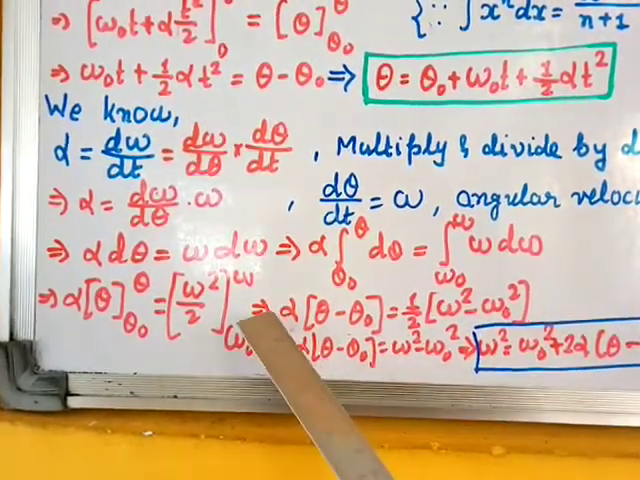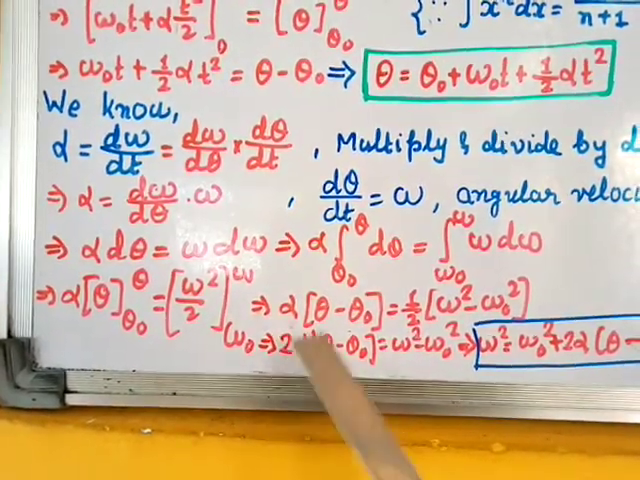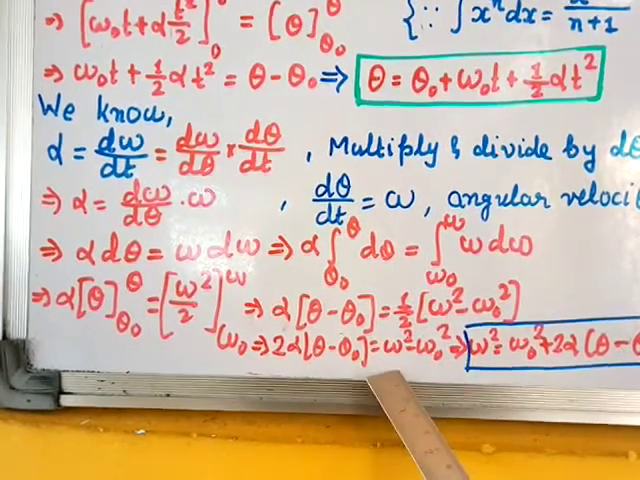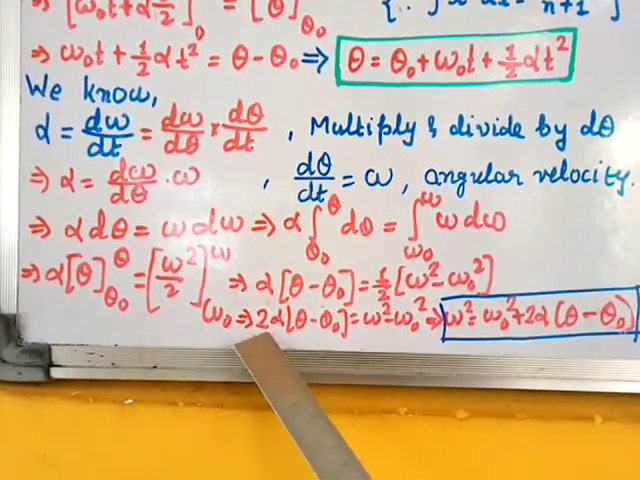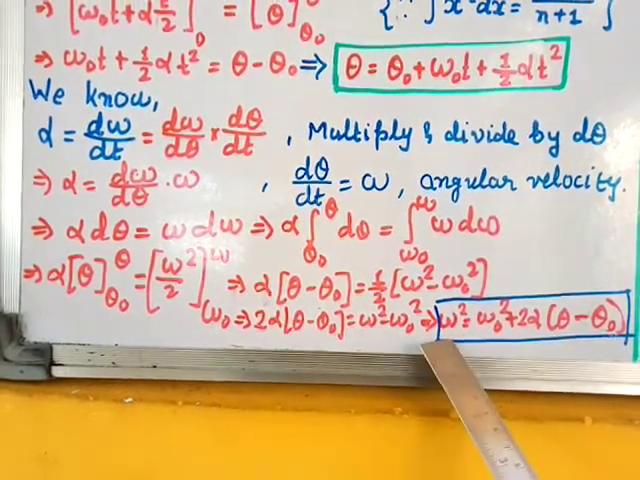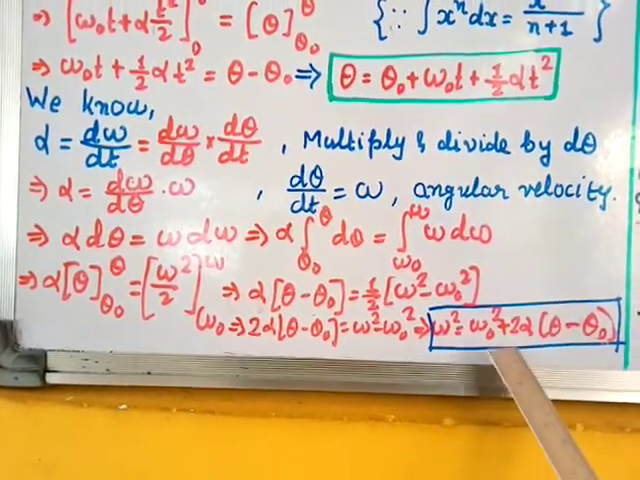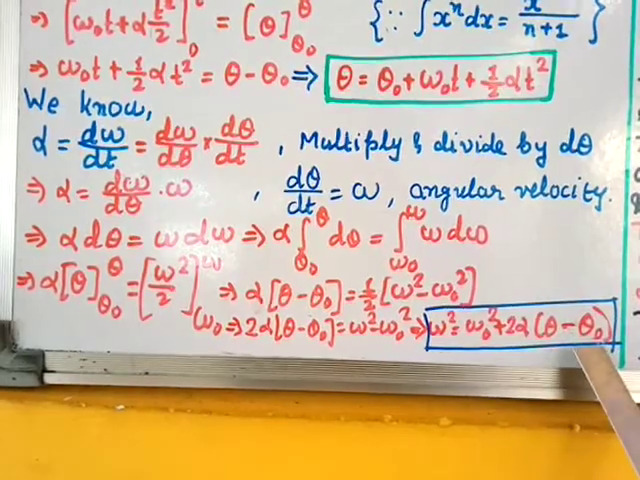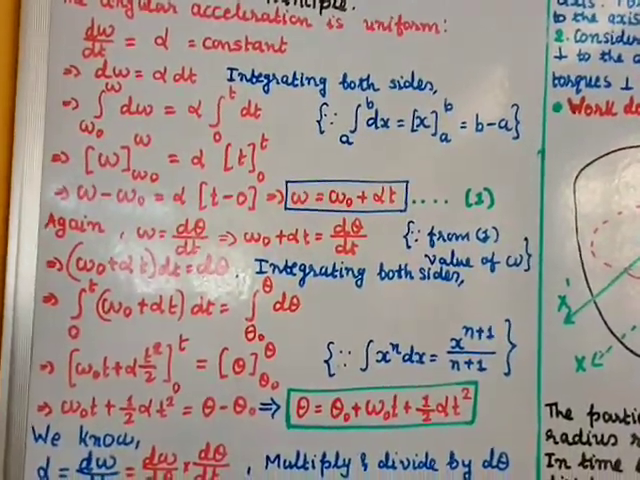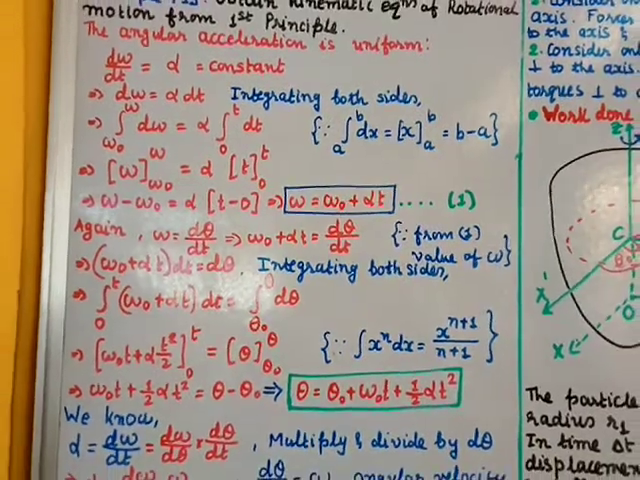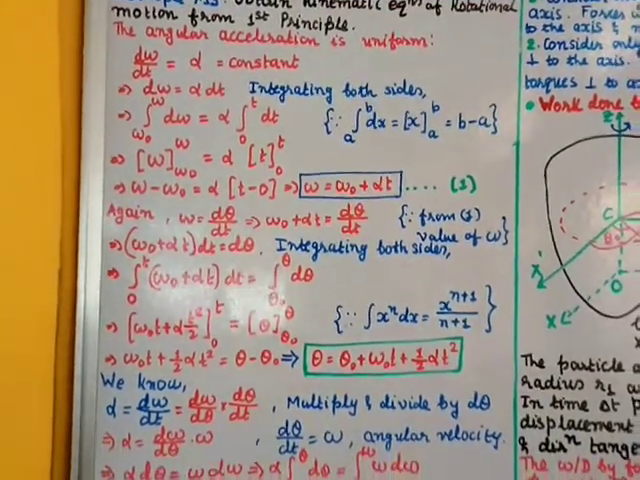Transferring 2 over here, we get 2 alpha theta minus theta naught equals omega square minus omega naught square. Transferring minus omega naught square over here, it becomes positive, and we get omega square equals omega naught square plus 2 alpha theta minus theta naught. So that is the third equation. We have found all three kinematic equations of rotational motion. So that is the solution of example 7.13.